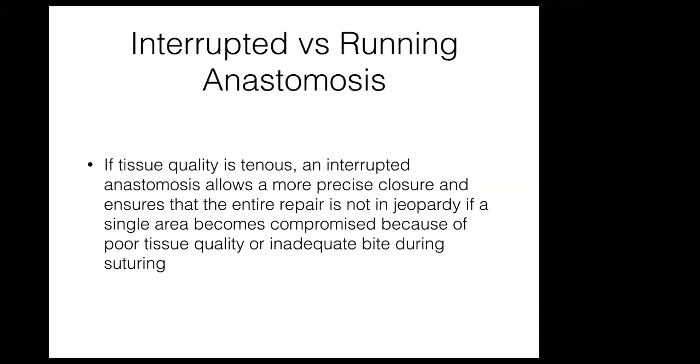In performing the anastomosis, the consideration in performing an interrupted versus running suture is if the tissue quality is tenuous, an interrupted anastomosis allows for a more precise closure and ensures that the entire repair is not in jeopardy if a single area becomes compromised because of poor tissue quality or inadequate bite during suturing. So I guess for our level, best to do the anastomosis with interrupted sutures.